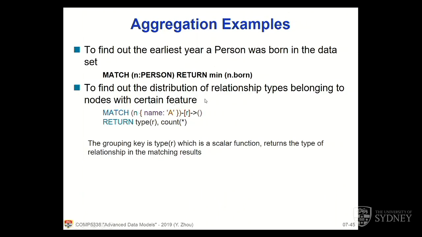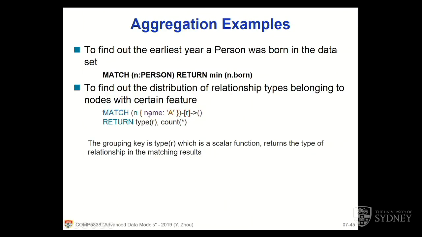Okay, and you will find out sometimes you can use this to do things that probably sound a bit impossible, but you're still able to do them. Like we can find out the distribution of relationship types belonging to nodes with certain features. So the grouping key is quite flexible. It doesn't have to be a property value. It can be something like this. It can actually be another function, but this function is not an aggregation function. It's a scalar function. It will return a value.